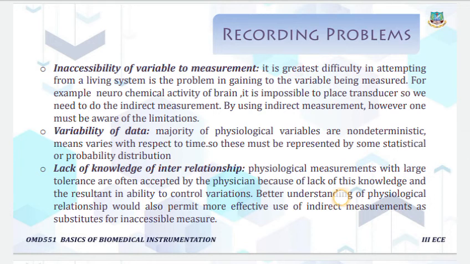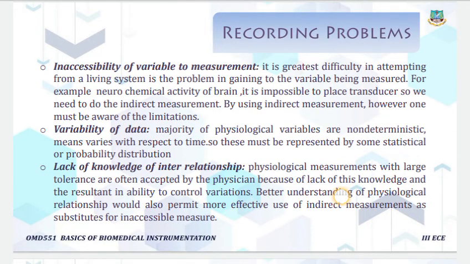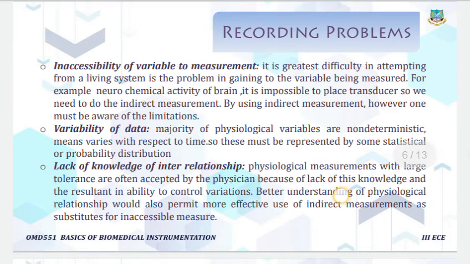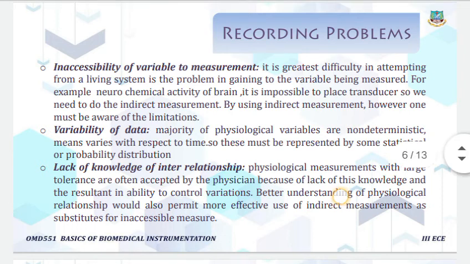So in the neurochemical activities of the brain, we are not able to place the transducer inside. So we go for indirect measurement. By using indirect measurement, however, one must be aware of the limitations. We all know what happens if we are using these indirect measurements.